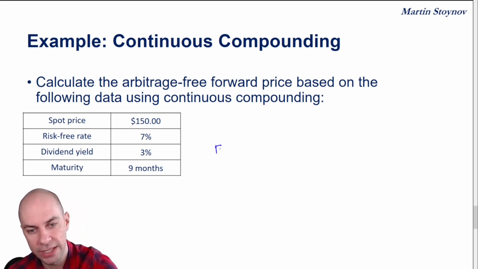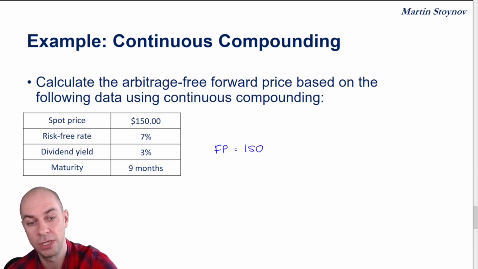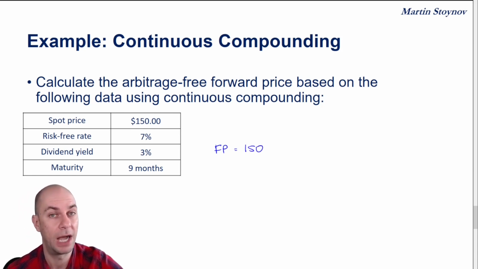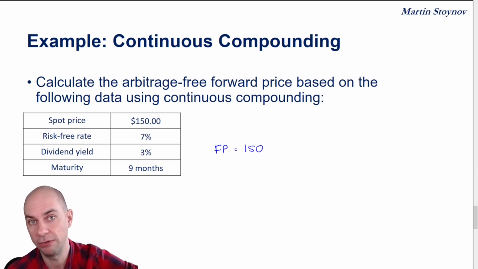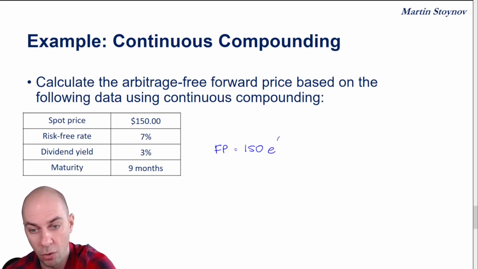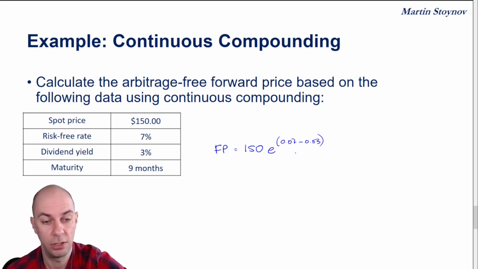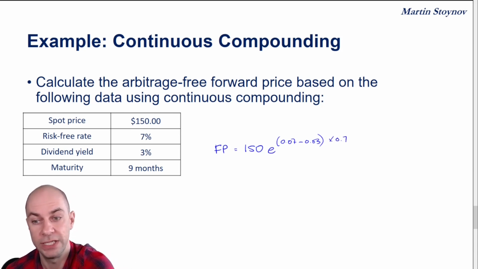Okay, let's get started. So my forward price will take my spot price of 150. Now remember, I want to be using continuous compounding. So let's go to our friend Mr. Euler. Mr. Euler, how are you? E to the power of 7 minus 3. So always put the costs first and then subtract the benefits, and then also multiply by the time factor, which in this case will be 9/12 or 0.75.